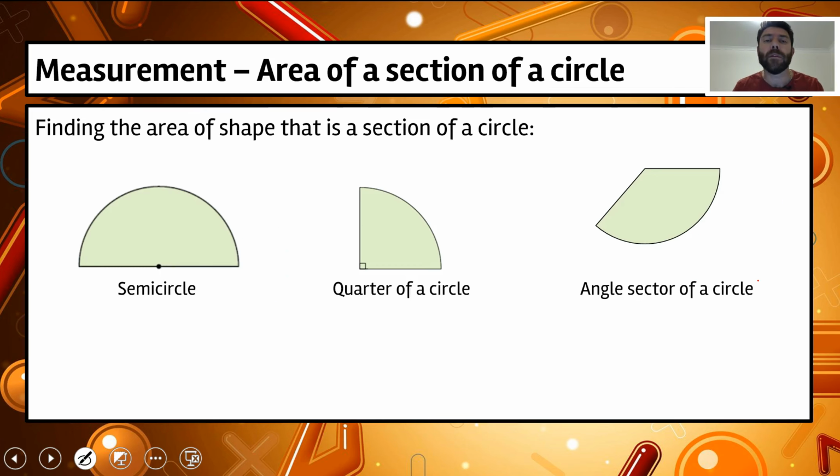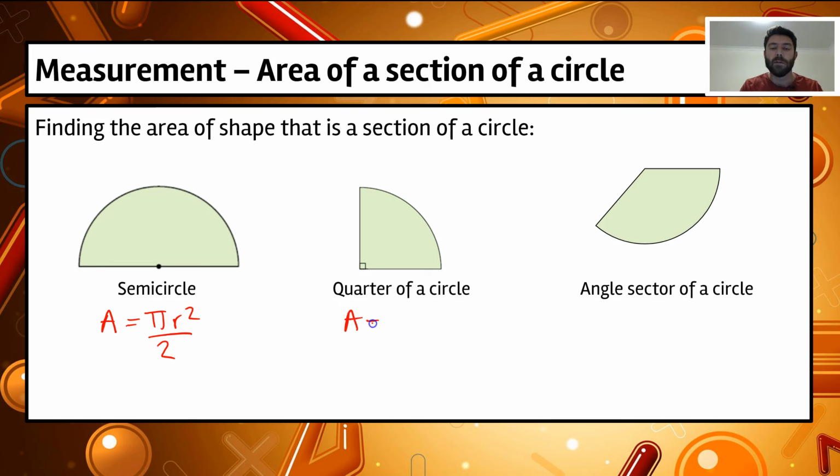All right, so what happens now if we've got a section of a circle? We don't have the whole circle. How can we work out the area? Well, similar to perimeter, we're working out what fraction of that circle we are dealing with. Here we've got a semicircle, which is actually half of the circle. So the area of that would equal pi times radius squared divided by 2. So it's actually half of the area. Here for a quarter of a circle, we've got pi r squared divided by 4 as a quarter of a circle.